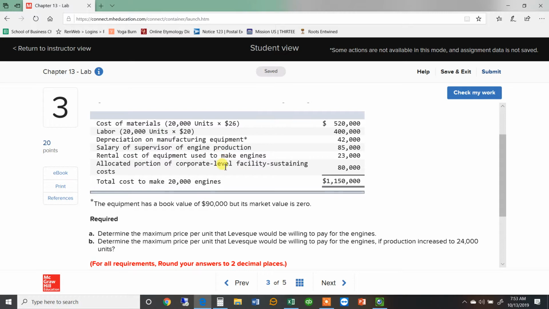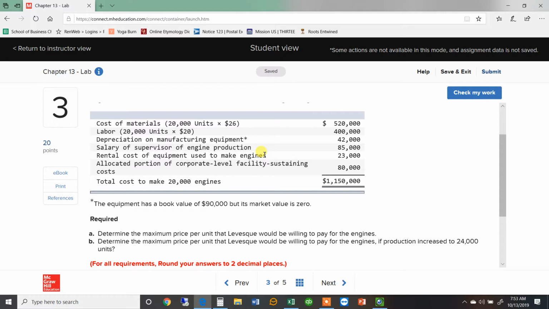The allocation of the corporate level facility sustaining costs, this cost will be here whether I make engines or not. So this is now an irrelevant cost. If it won't go away by making an engine, then it's not relevant to any of my decision making whatsoever. So I only have 4 costs that are relevant. The cost of the materials is relevant, the cost of labor is relevant, the cost of my supervisor is relevant, and the cost of renting that equipment is relevant.